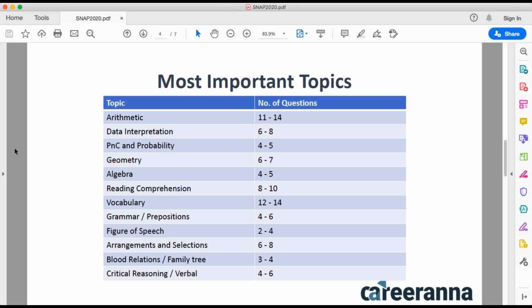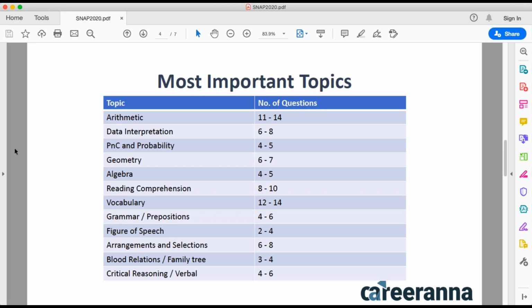Data interpretation, 6 to 8 questions. PNC and probability, 4 to 5 questions. Geometry, 6 to 7 questions. Algebra, 4 to 5 questions. Number system typically comes with 2 to 3 questions. So that's why it does not feature in this list of core topics.